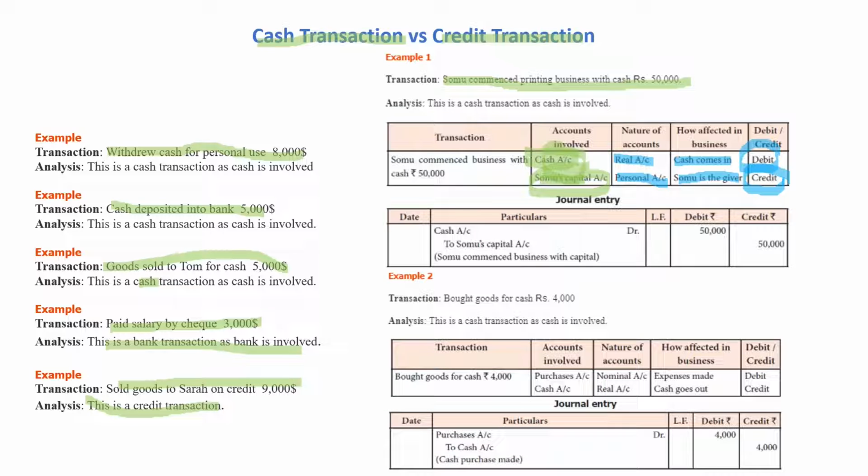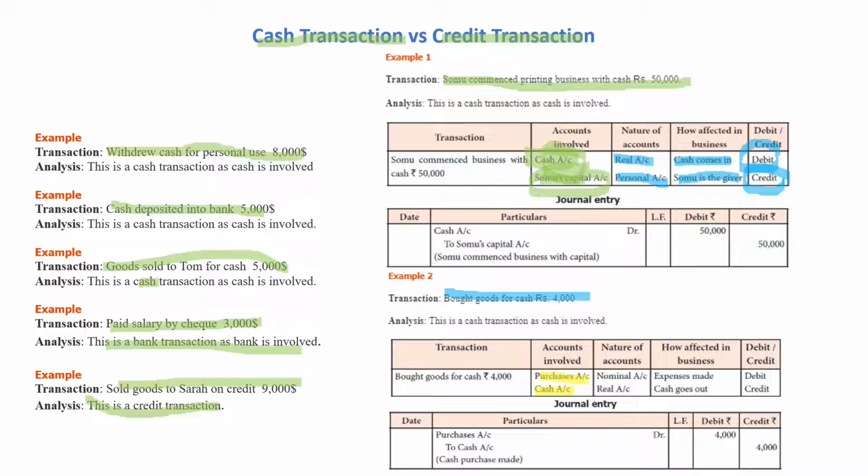Example 2, bought goods for cash, $4,000. This is a cash transaction. 2 accounts are affected. And what are those accounts? One is the purchases account, another is the cash account. Because when you purchased goods, you paid something for those goods. Here the goods is not clear. What is that good? We don't know. This is furniture, this is raw material, or whatever it is.